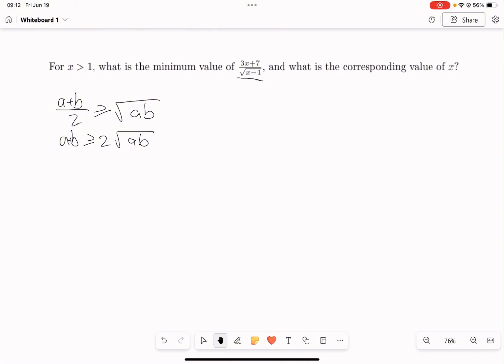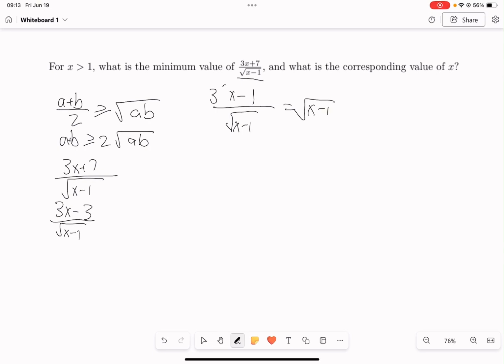So let's take the expression 3x plus 7 over the square root of x minus 1. Let's transform it a little bit. So we can turn it into 3x minus 3 over the square root of x minus 1, because we know that, for example, x minus 1 over the square root of x minus 1 is obviously the square root of x minus 1. So if we put a 3 here, we get a 3, and this thing is actually the same as this. So this is equal to 3 root x minus 1.